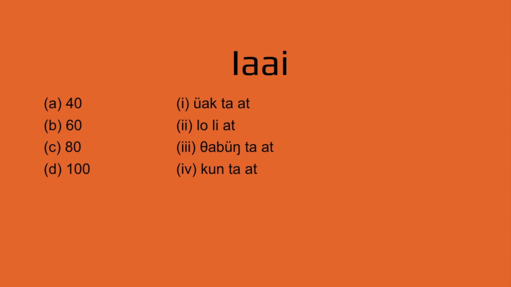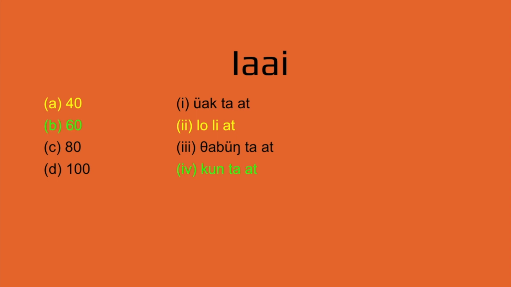Well, it's going to be the same thing this time, with 40 being 2 lots of 20, 60 being 3 lots of 20, 80 being 4 lots of 20, and 100 being 5 lots of 20. So for the first one, 40 matches the 2 20s, lo at. 60 will match the 3 20s, kun ta'at. 80 will match the 4 20s, uak ta'at. And 100 is going to match the 5 20s, the thabun.